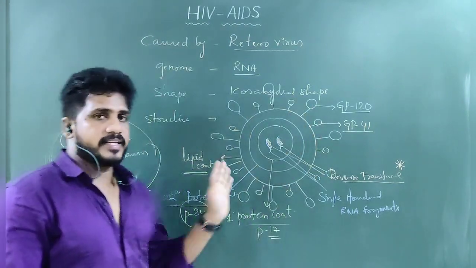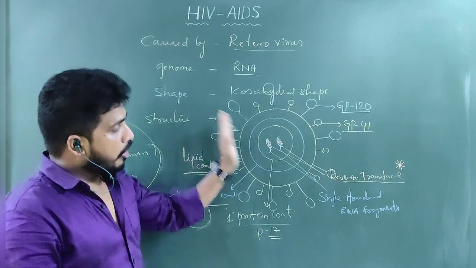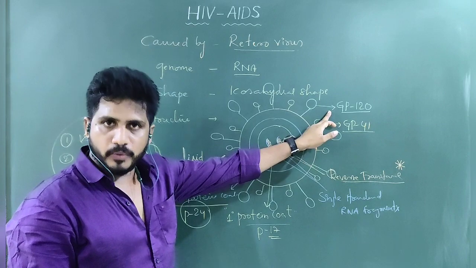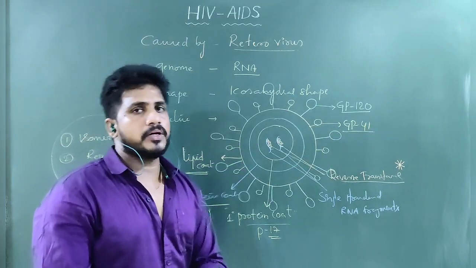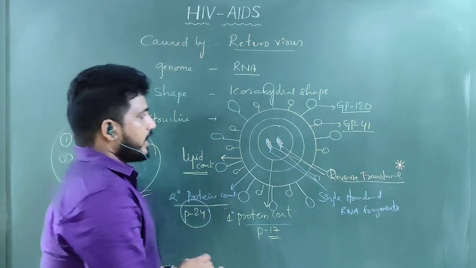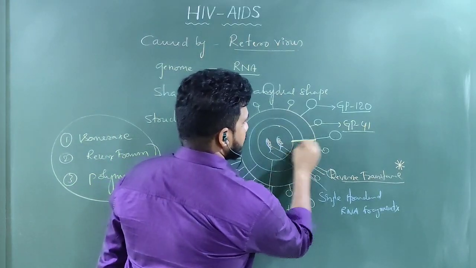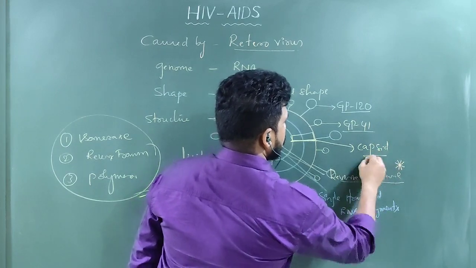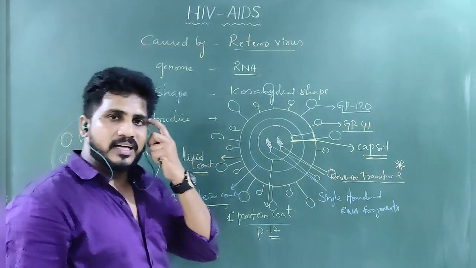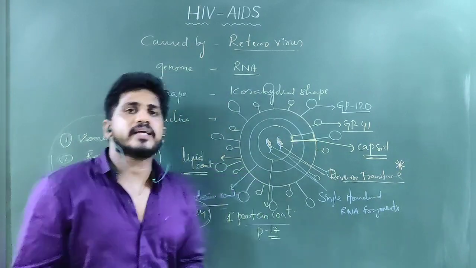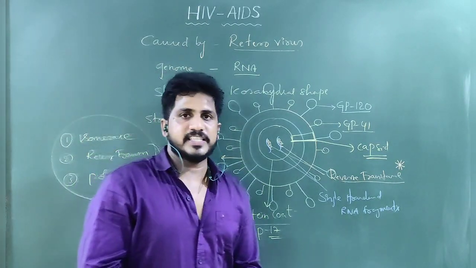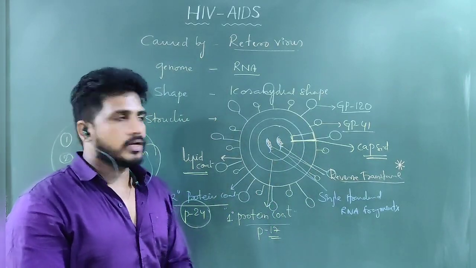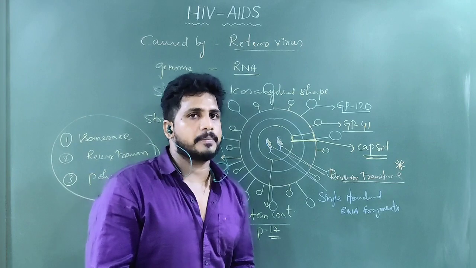But the last surface is not a protein coat, it is a lipid coat. On the lipid coat, glycoproteins are present. So this is glycoprotein 120 and this is glycoprotein 41. Two types of receptors are present. The entire structure from here to here is called the capsid. So the protein coat or outer coat, virus minus genome, is called the capsid. The capsid of the HIV virus is too tough. It consists of two protein coats and one lipid coat. On the lipid coat, two types of receptors are present.